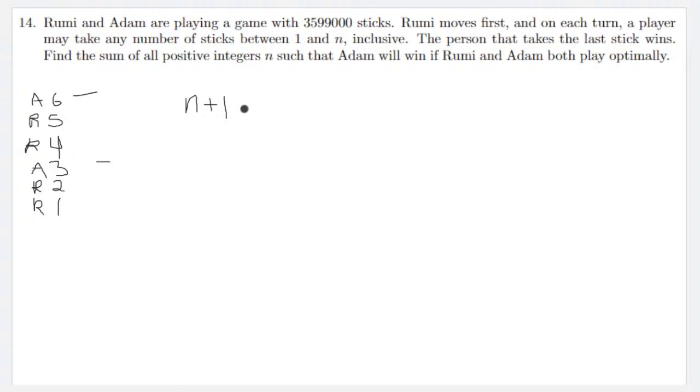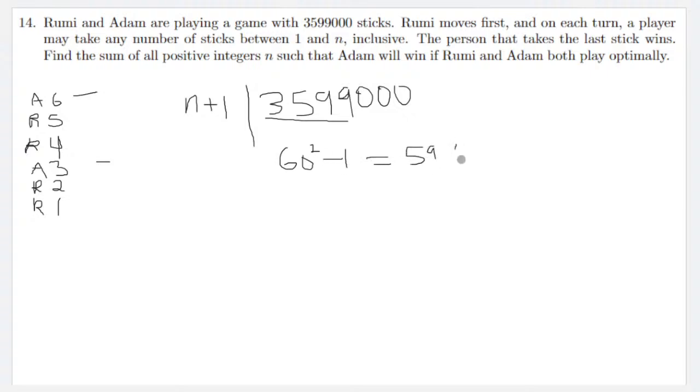Well, that means n plus 1 has to be a factor of 3599000. Okay, now 3599000 is an incredibly ugly number, but it's chosen quite intentionally. The reason is because 3599 is very close to 3600, which is 60 squared. And in fact, difference of squares tells us that this is 60 squared minus 1, or 59 times 61. And then we add in the zeros, which is just 2 cubed times 5 cubed. So this is the factorization.